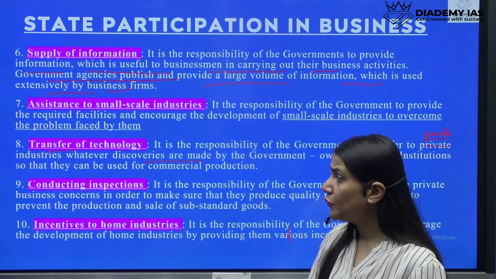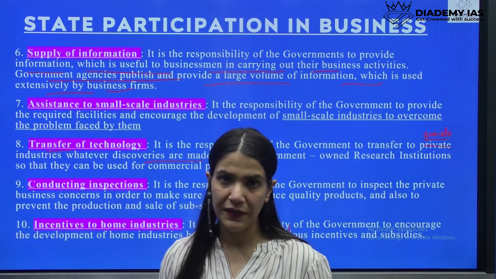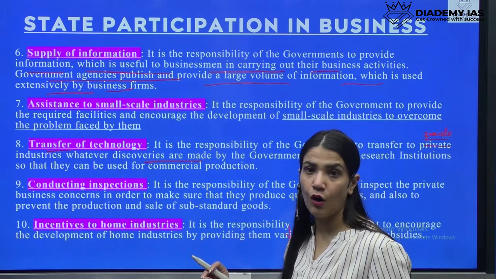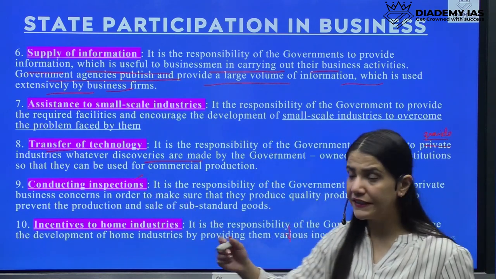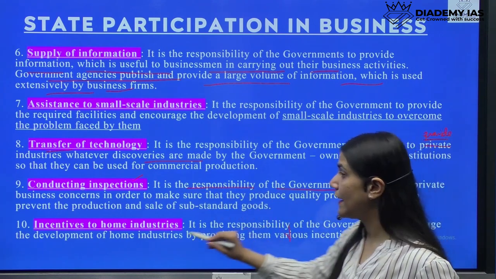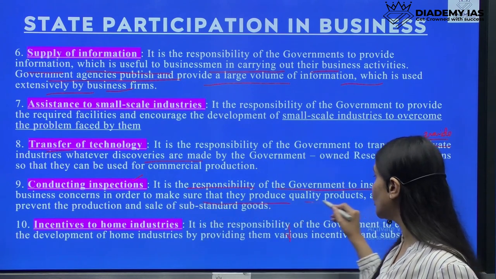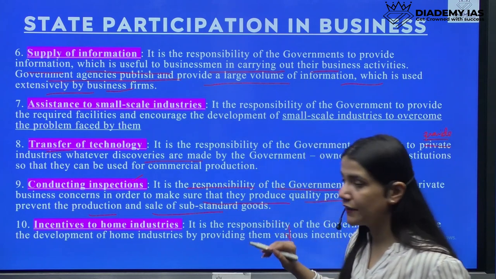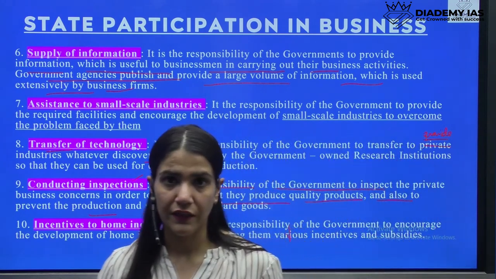The ninth point that I've included here is conducting inspection. To maintain fair dealing in the entire business world in a country, the government has several organizations or regulatory bodies that conduct inspections. We have ED and all those things. So it is definitely the responsibility of the government to inspect that business concerns produce good quality products, and also to prevent production and sale of substandard goods. So consumer protection, everything, comes under this only, right?